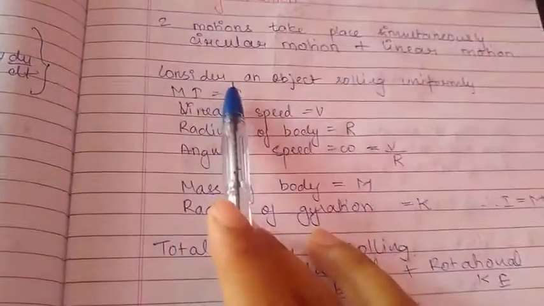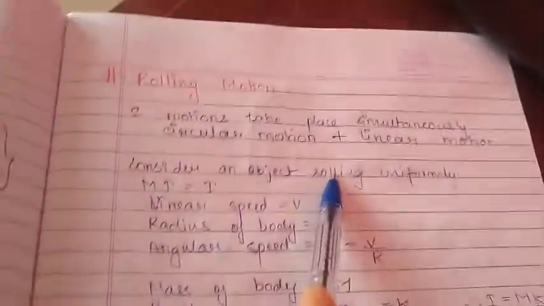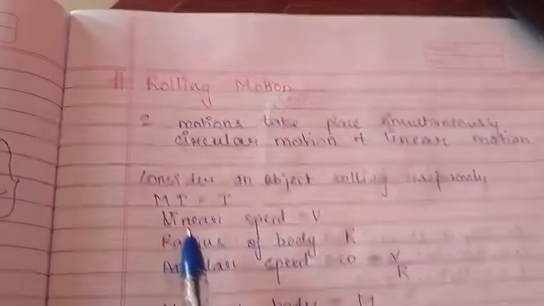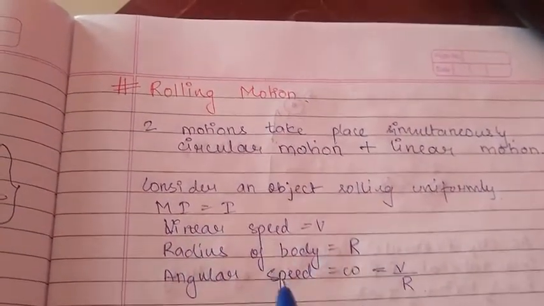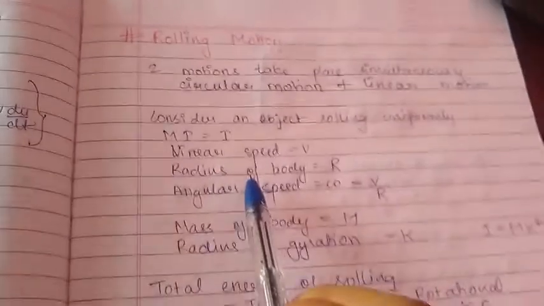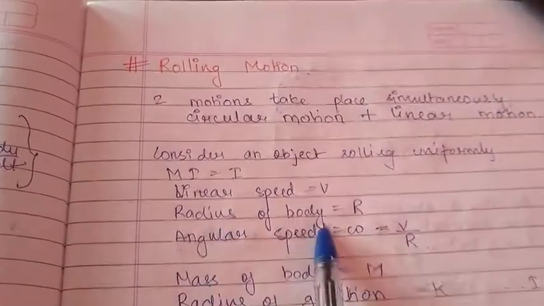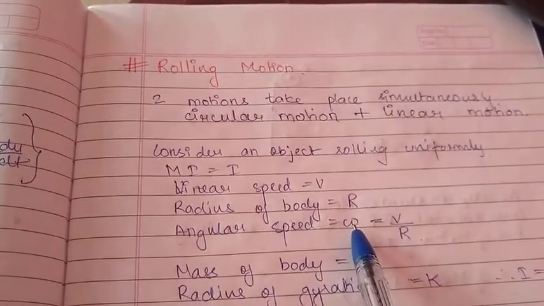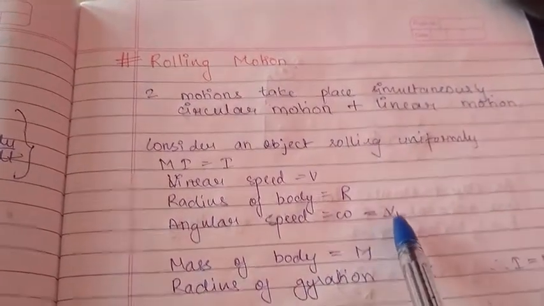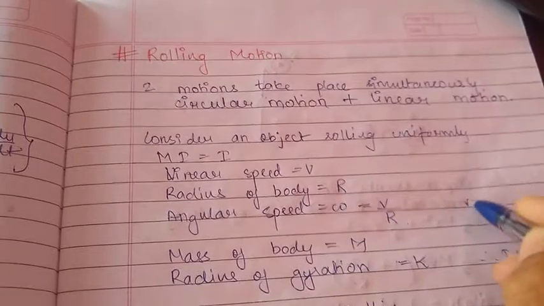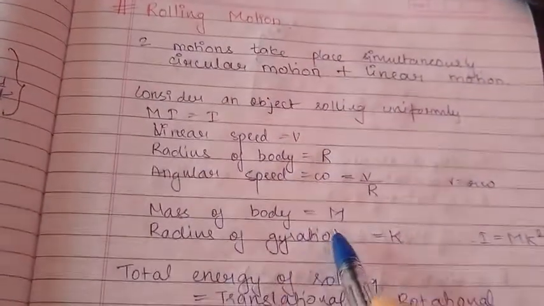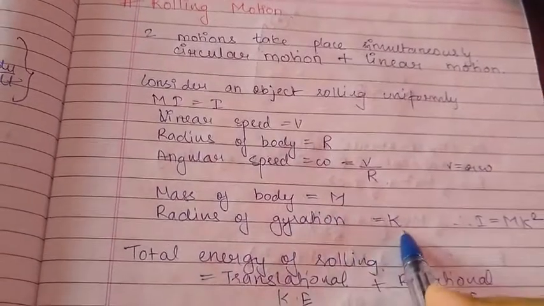Now, suppose we consider an object which is rolling uniformly about some plane. Let the moment of inertia be I. Let the linear speed be small v. As we are considering a circular object, the radius of the body be r. So, the angular speed we can write as omega, which is given by v by r. As you know, v is equal to r omega. The mass of the body, let it be equal to m, and the radius of gyration is k.